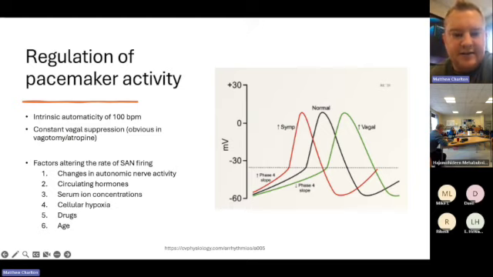Drugs we'll talk about later because that's obviously the point. And then age. So age has actually quite a strong impact on pacemaker potential. So it was the old thing that you'd measure what your absolute maximum heart rate was by 220 minus your age. There's other calculations you can do for that, but the main thing is that age affects your pacemaker potential.